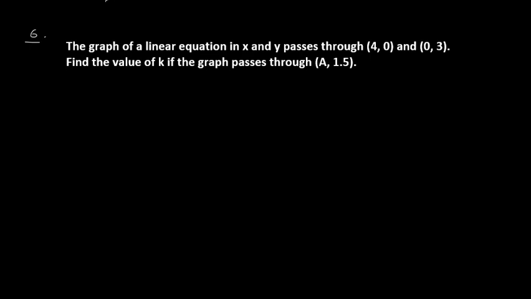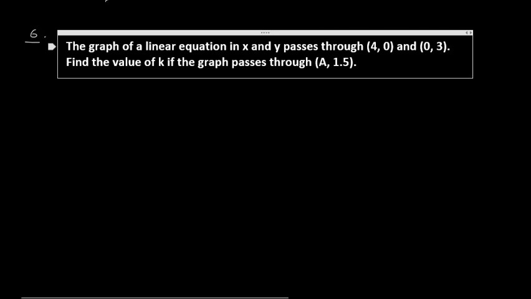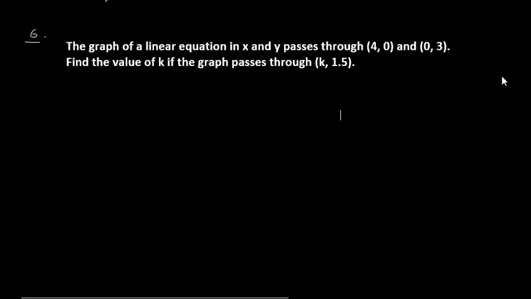Sixth problem: the graph of a linear equation in x and y passes through 4, 0 and 0, 3. Find the value of k if the graph passes through k comma 1.5. Here it should be k, not a. Okay, so let us correct this. It should be k. The graph is passing through this point, and we have to find the value.